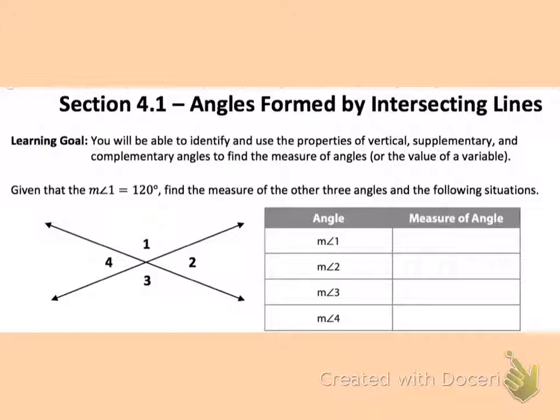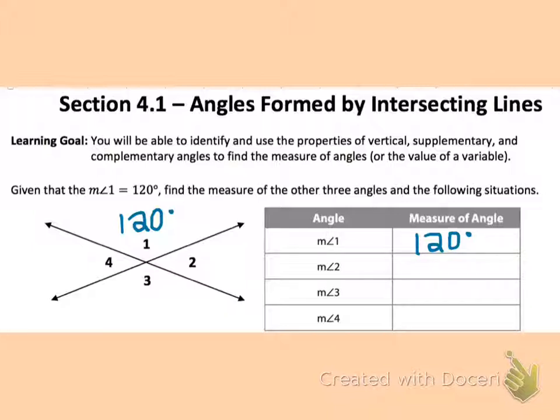Here we have two lines that are intersecting. And when they're intersecting, they share a common point. So the measure of angle 1 that's formed is 120 degrees. Now we're asked then to find all the rest of the angle measures. Well, how are we supposed to find the other measures when they only gave us one?